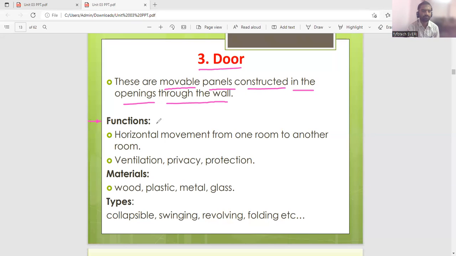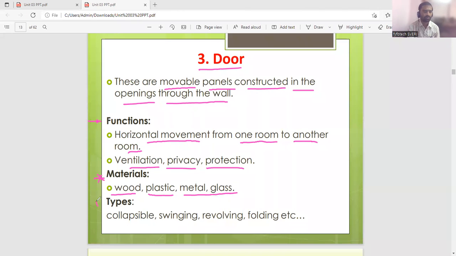Next, functions of the door. Horizontal movement from one room to another room. Next point. Ventilation, privacy, and protection. Materials are wood, plastic, metal, and glass.